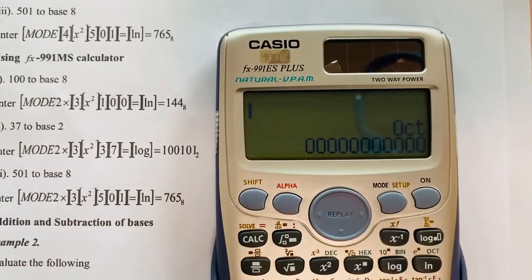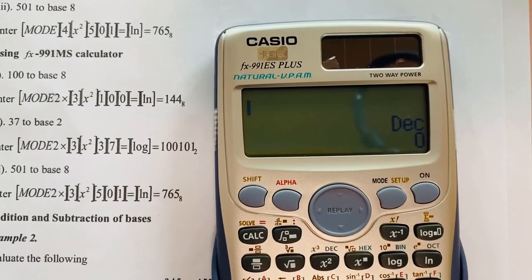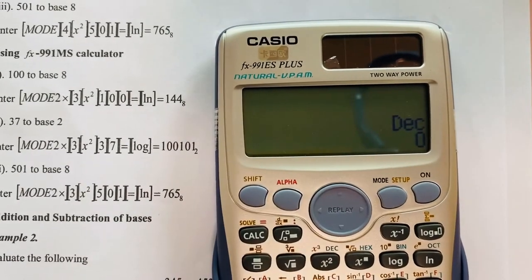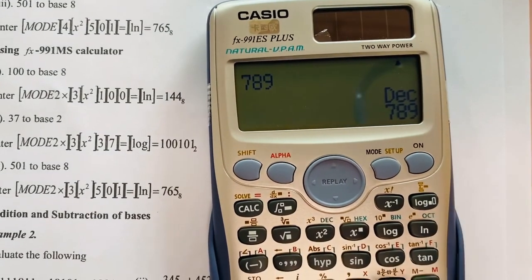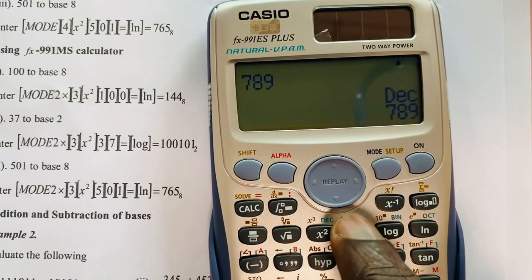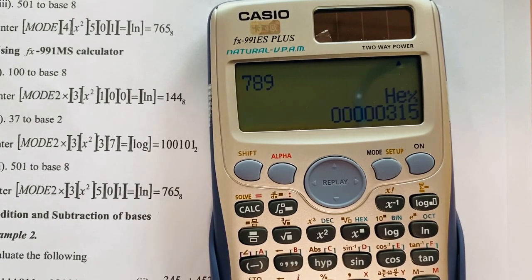Let's try to put any one value here. So we go to this and enter a value here, which is, let's say 789, and we go equal sign, and let's try to change this to hexadecimal. And this one doesn't give us any of the other functions. It doesn't reach that value, so it gives us 315 as number base 16.